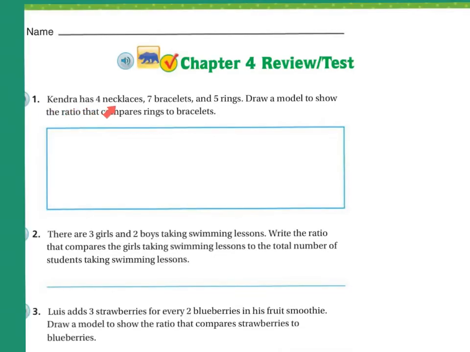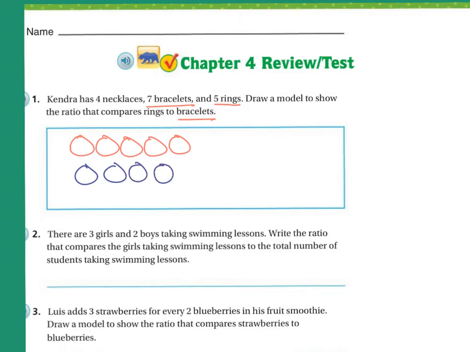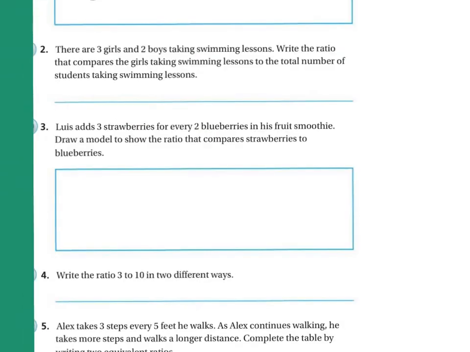Number 1. Kendra has 4 necklaces, 7 bracelets, and 5 rings. Draw a model to show the ratio that compares the rings to the bracelets. So there are 5 rings: 1, 2, 3, 4, 5. And as far as the bracelets, there are 7 bracelets. I'm going to draw the bracelets with a different color: 1, 2, 3, 4, 5, 6, 7. So that could be a model to represent the 5 rings to 7 bracelets.